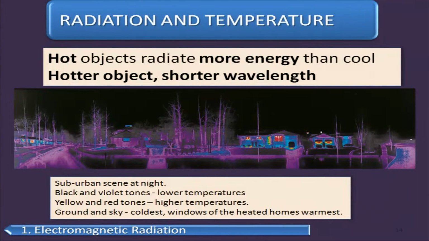Radiation and temperature. This is an example of how hot objects radiate more energy than cooler objects, with hotter objects having shorter wavelengths. Basically the blue portion which you see here is low temperature, and black is also low temperature. So blue, or you could say violet, and then red is your high temperature area, and the yellow one.